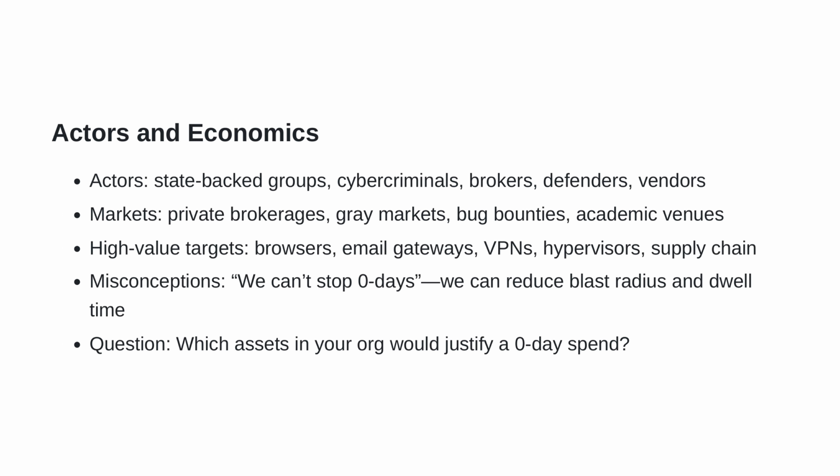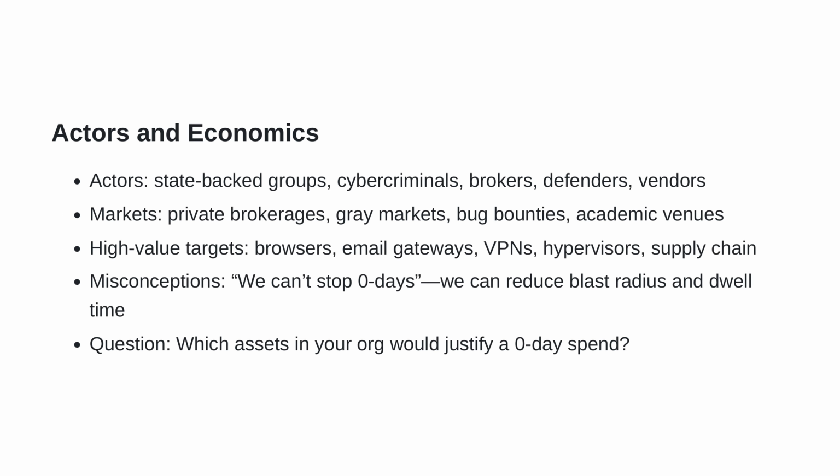Defenders and vendors are part of the same system too, funding bug bounties, buying research, and racing to detect and patch. Pricing tracks impact. Reliable chains for browsers or hypervisors can command 6 or 7 figures in private deals, while bug bounties pay less, but offer legal, repeatable income and quicker disclosure. Academic venues often surface techniques and mitigations that shift the market over time.